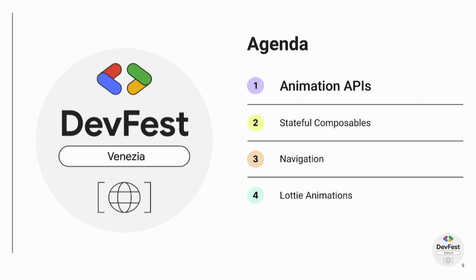First, we will look together at the major APIs that we can use to create animations with Jetpack Compose. Then we are going a little bit deeper and animate stateful composables. We will see how to transition from one screen to the other. And finally, we will have a look at animated vectors.